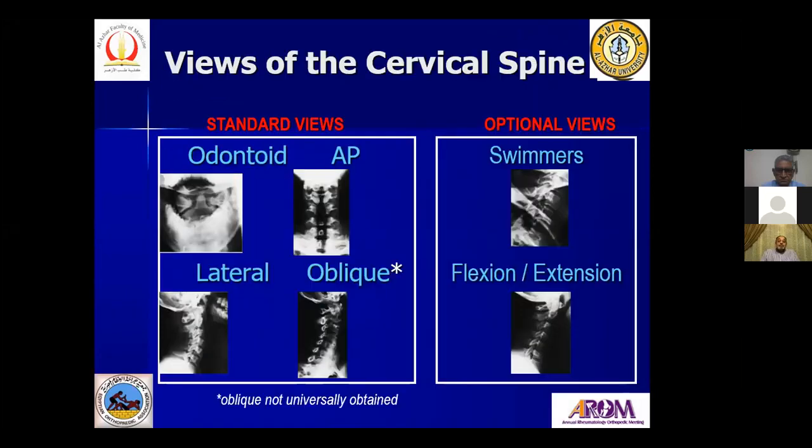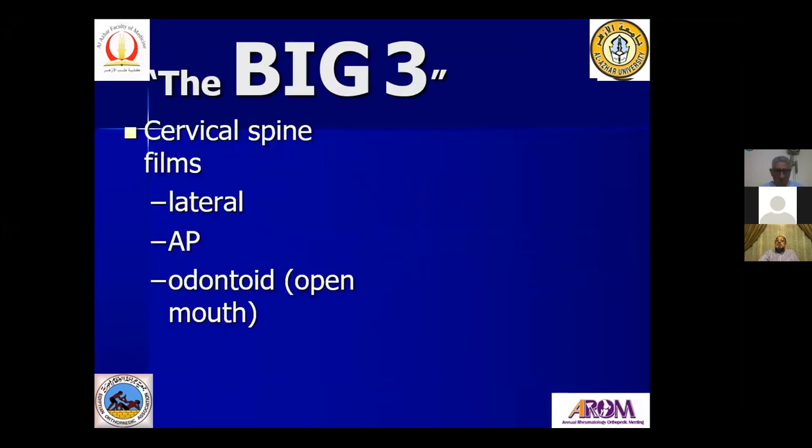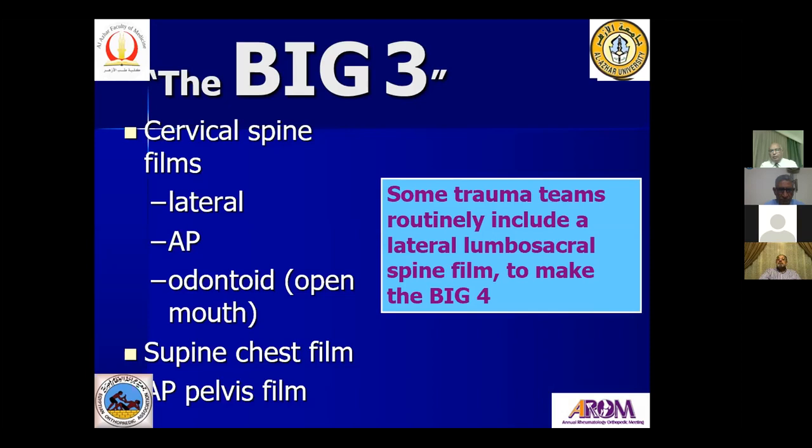This is the standard radiography for the cervical spine: AP, lateral, odontoid, and oblique views. But the optional views are the swimmer's view and flexion and extension films to evaluate instability. This is what we call the three views. What does it mean? The cervical spine films must be lateral, anteroposterior, and odontoid open mouth views. But some trauma centers think that a supine chest film is sometimes included, and the trauma team routinely adds a lateral lumbosacral spine film to make the big four.